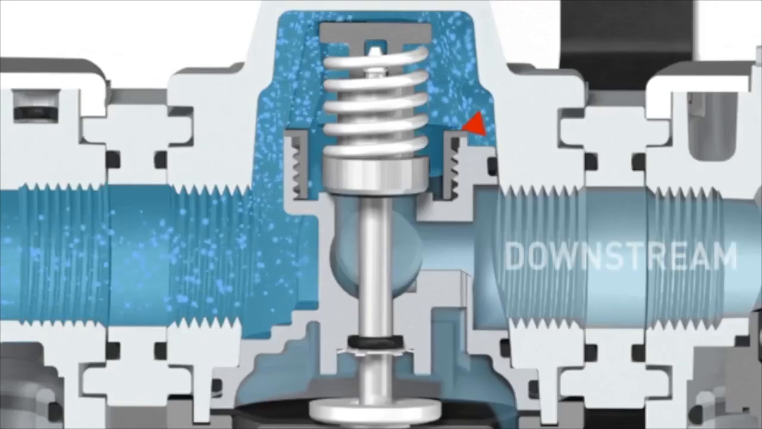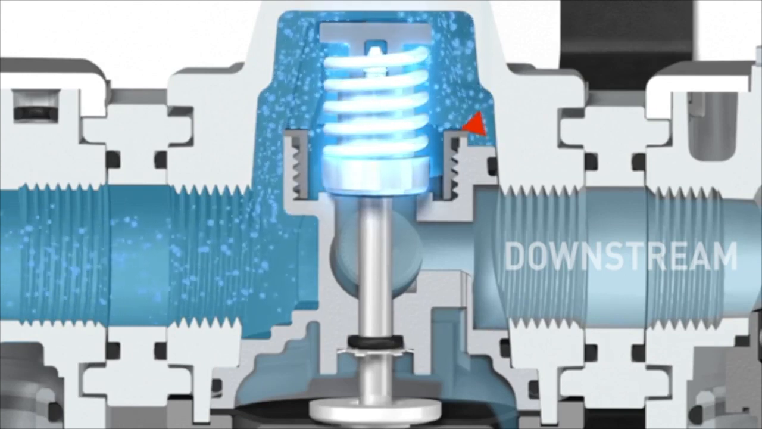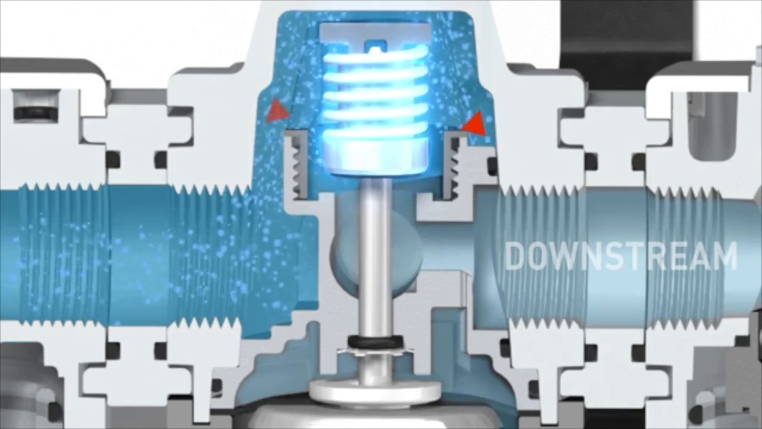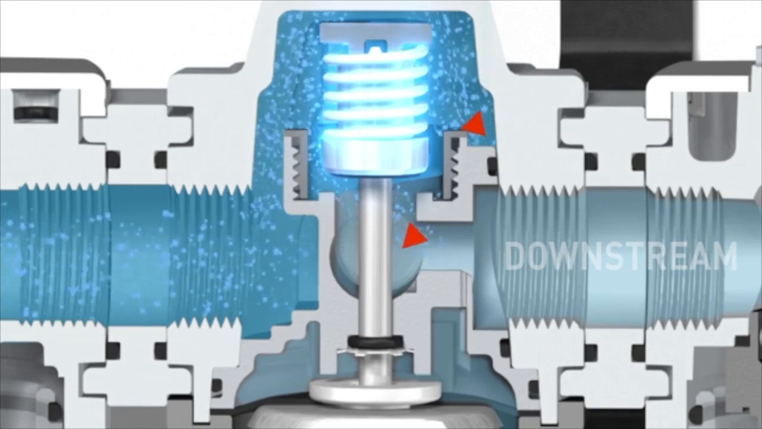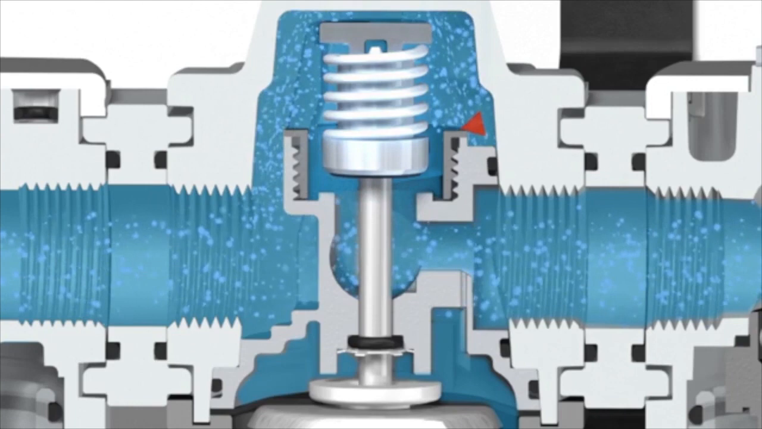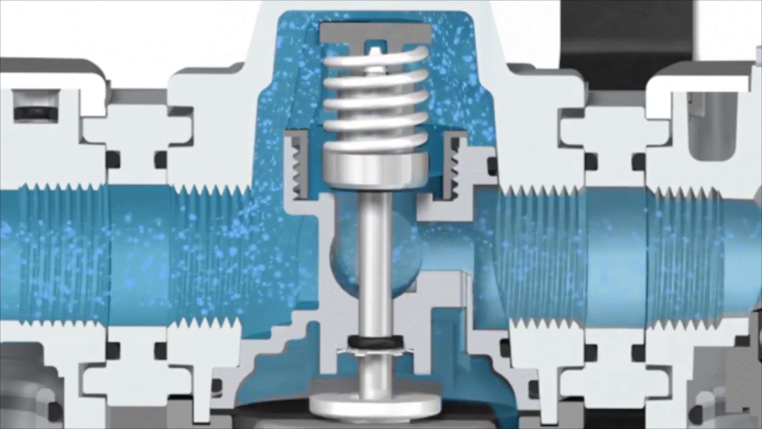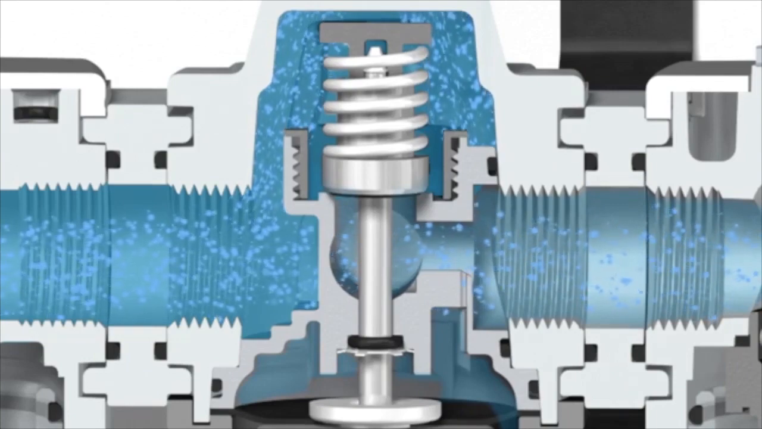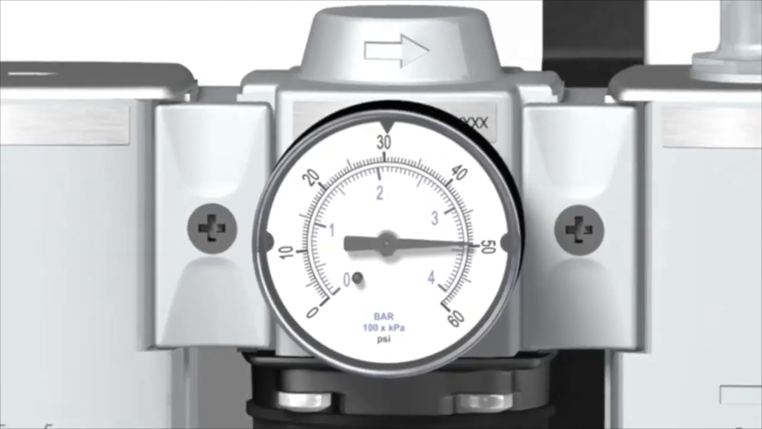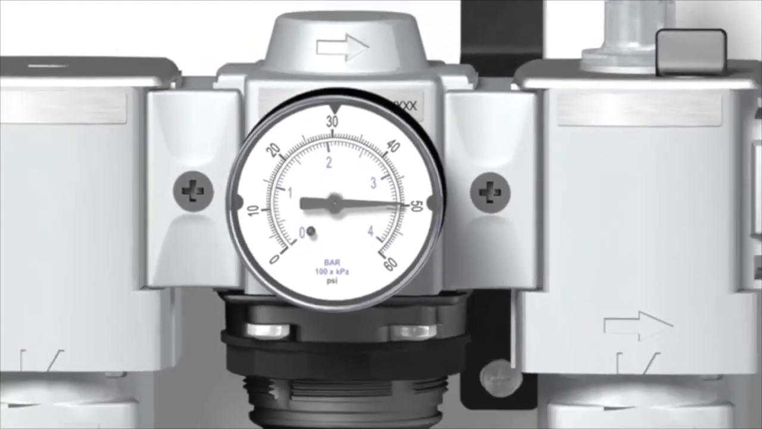Whenever the downstream pressure level drops lower than the desired set point, the poppet, or internal valve, opens a pathway for the higher pressure upstream to flow downstream. This continues until the pressure in the system reaches the regulator's set pressure. At this point, the poppet or internal valve closes until there is a new downstream demand. It is also common to have a pressure gauge on a regulator so the user can monitor downstream pressure.